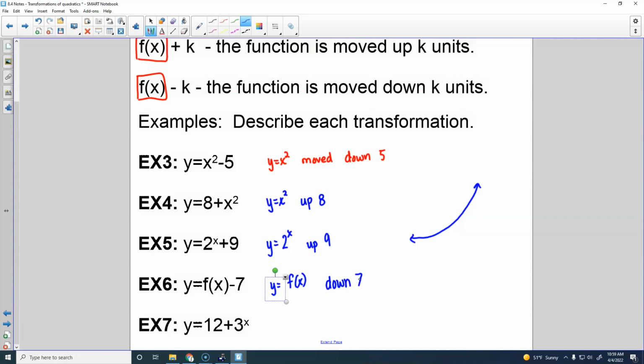Okay, questions so far? We're just thinking about what has happened to the graphs. Yep, what's going up or what's going down. All right, Zane, what would the equation be for number 7?